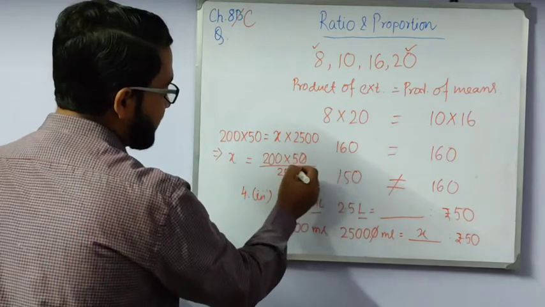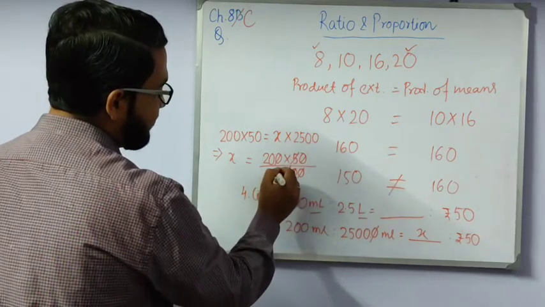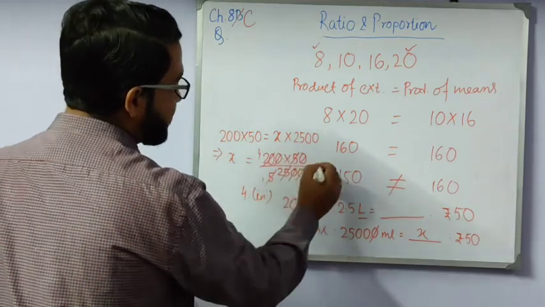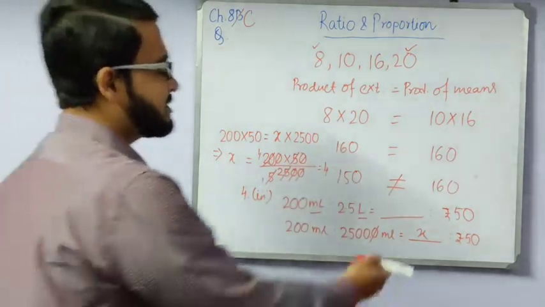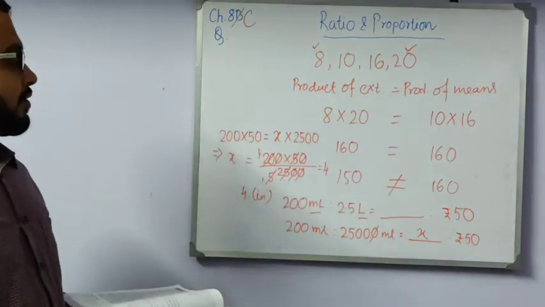0 से 0 cancel, 0 से 0 cancel, 5 ones are 5, 5 5s are 25, 5 ones are 5, 5 4s are 20. So x is equal to 4. This is your answer. So what is the value of this blank position? That is 4.